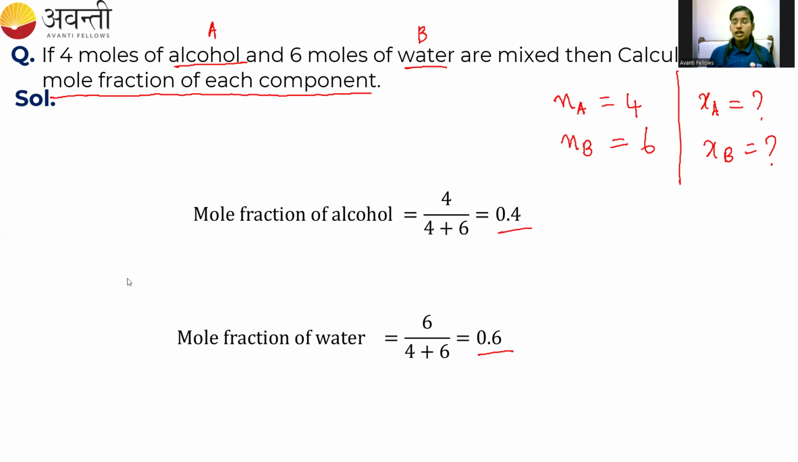If you're not getting 1 by adding the 2 components, then you should know that you are making some mistake and you have to cross check your answer. Okay. Good. Great.